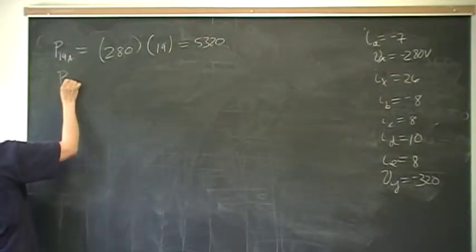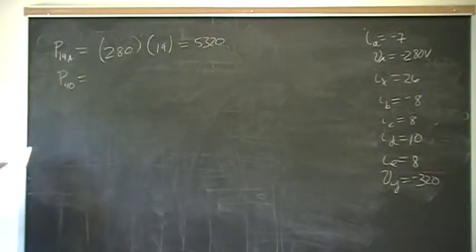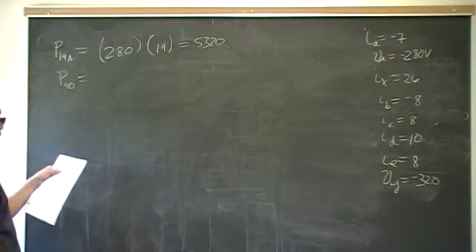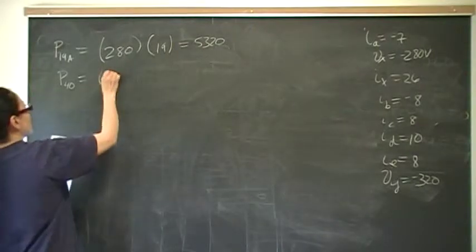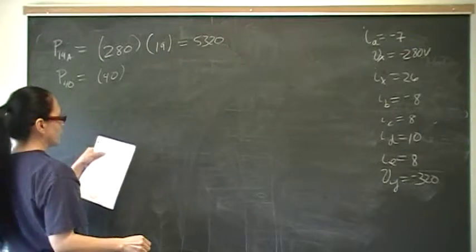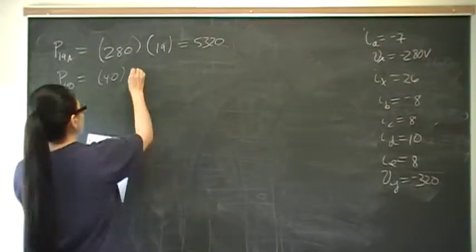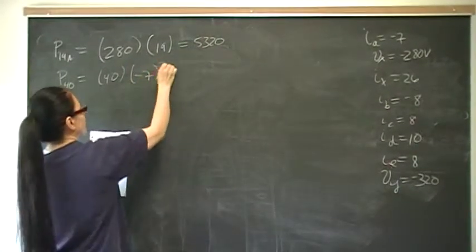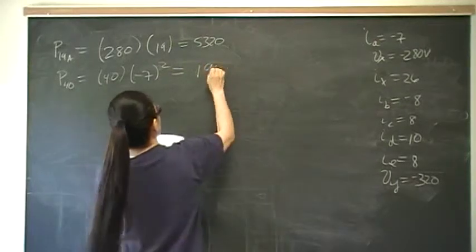So the power of the 40 ohm resistor is going to be 40, right? And the I, which is IA, the only current going through that is IA, so that's going to be the negative 7 amps squared, and that'll give you 1960 watts.